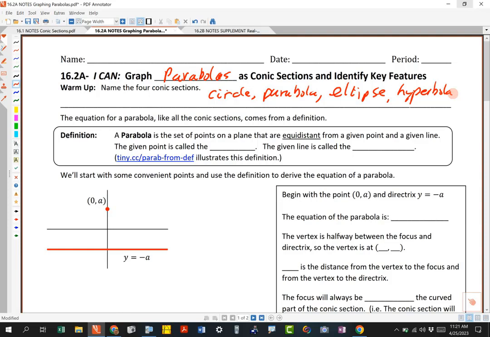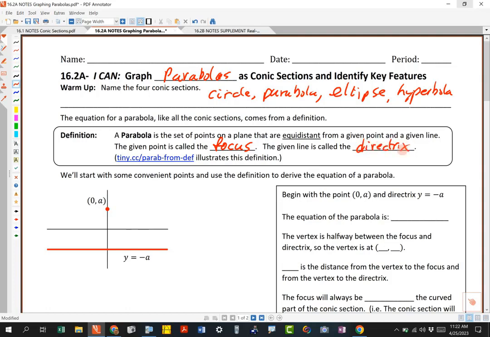But the thing we want to start with for each one of them is a definition. So they all come from a definition, and here's the definition for a parabola. A parabola is the set of points on a plane that are equidistant from a given point and a given line. So we need a given point and a given line in order to make the parabola. The given point is called the focus, which is not something we talked about when we studied parabolas before. And the given line is called the directrix.